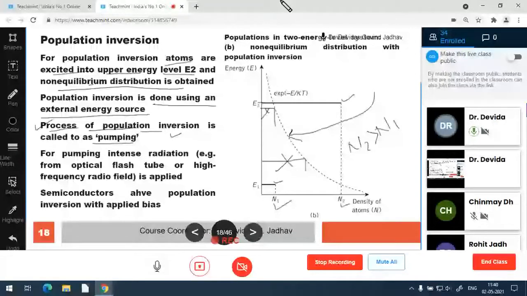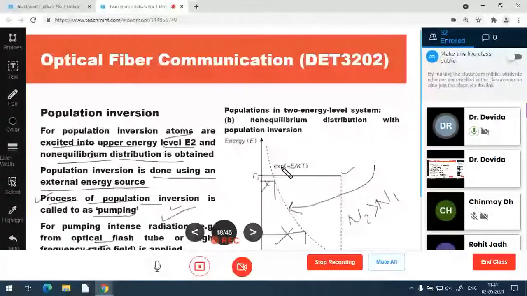Pumping, or the inversion, is achieved by pumping intense radiation like an optical flash or a high frequency radio field. Semiconductors have population inversion with applied bias. In semiconductor material, the same population inversion or pumping is achieved by applying a voltage bias.